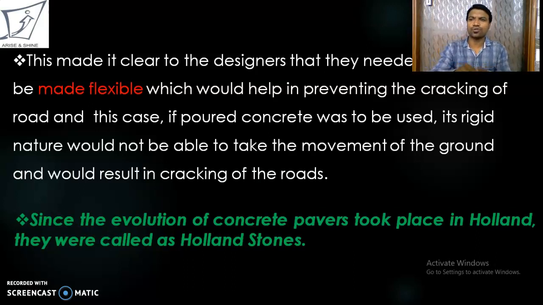Generally there are two types of pavement, flexible pavement and rigid pavement. In case of a flexible pavement, because of the undulation of the soil, the flexible pavement shows its effect on the top surface, whereas in case of the rigid pavement the surface is very hard strata, so you will not generally find any crack. But it cracked. Its rigid nature would not be able to take the movement of the ground and would result in cracking of the road.